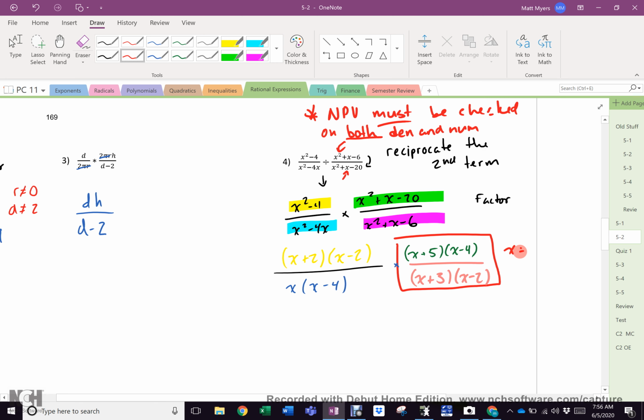So x cannot equal 4, negative 5, 2, and negative 3. So you've got to remember to check them both on division questions. And then after that, it's just cancel. x minus 4, x minus 4, x minus 2, x minus 2. And I'm left with x plus 2, x plus 5 over x plus 3. And that's done.